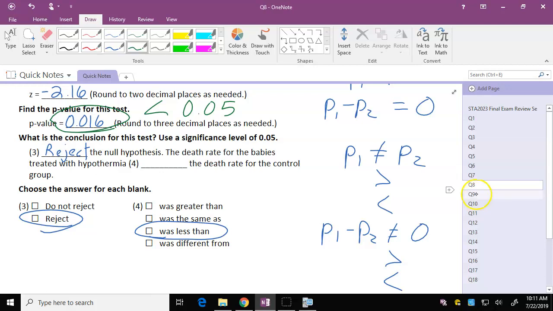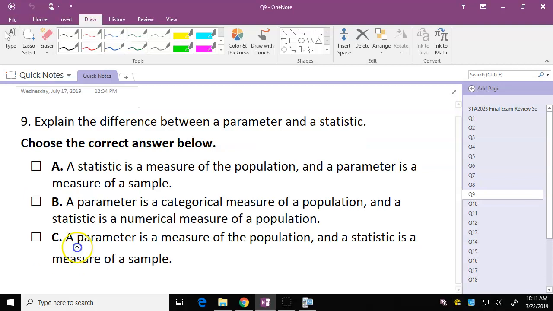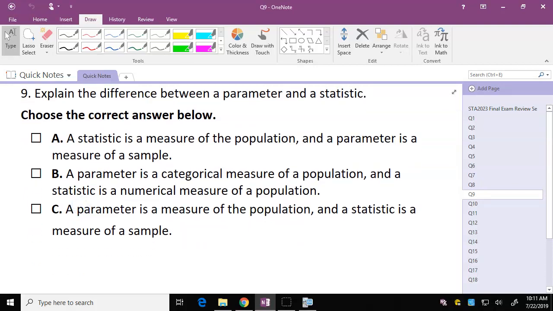Number 9. So again, kind of another question coming from 7.1 about parameters and statistics. So it says, explain the difference between a parameter and a statistic. So which one is it? Say it again. C? Okay. Anyone disagree with that? Nope. I agree. A parameter is a measure of the population. A statistic is a measure of a sample. Okay? Cool, cool.